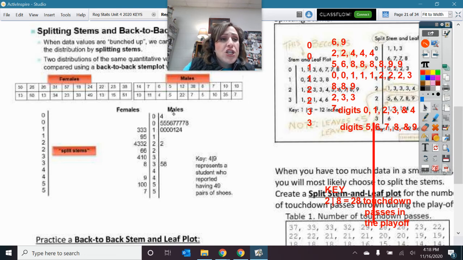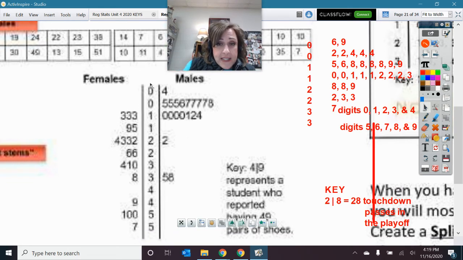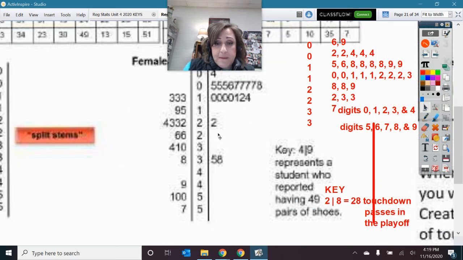All right. So what I need to do is look at the data in each one of these stems. It looks like the males go in the zeros to the 50s, and the females go from the teens to the 50s. So what we're going to do is put the stem right here down in the middle. Here we have the males on one side, whichever side you pick it to be, and the females on the other side, whichever side you pick it to be.